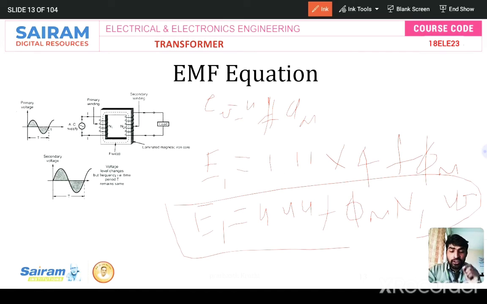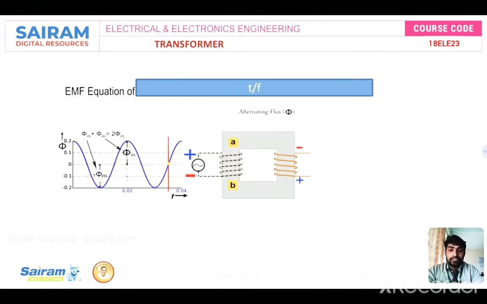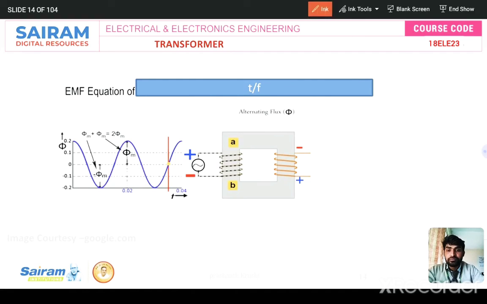If you want the transformer ratio, N2 by N1, E2 by E1, V2 by V1, or I1 by I2 is equal to K, right? So I'll revise another way of deriving this equation, okay? I'll just take the EMF equation once again. See here, this is the waveform. Here the maximum flux is phi m. So this phi m and this phi m, total 2 phi m, okay? I have taken both this phi m and this phi m. Total is 2 phi m. And I considered T by 2 seconds, not T by 4. In this derivation, T by 2 I have taken.